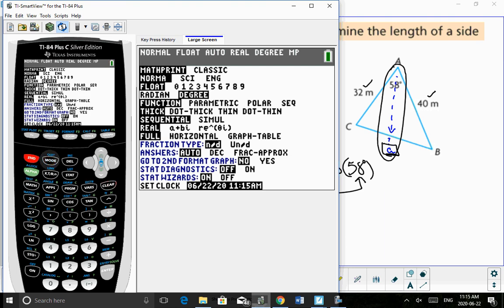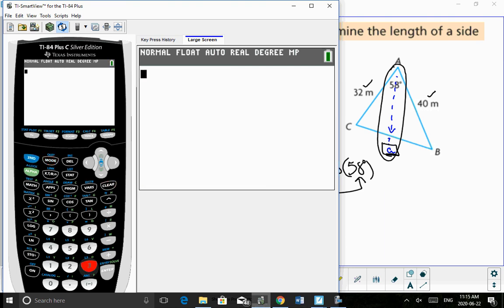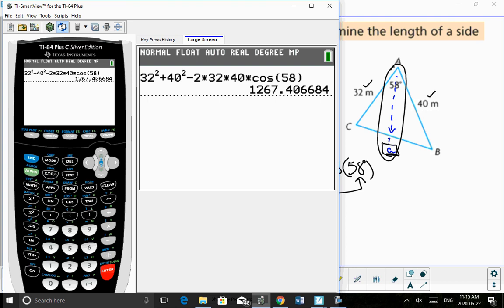Okay. So we're going to go 32 squared plus 40 squared minus 2 times 32 times 40 times. Now, just hit the cos key. Again, you don't have to hit second because we're not looking for an angle, we're looking for a side. And then plug in 48, finish off the bracket. Now that is A squared.